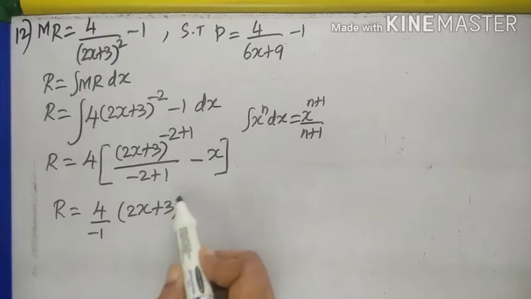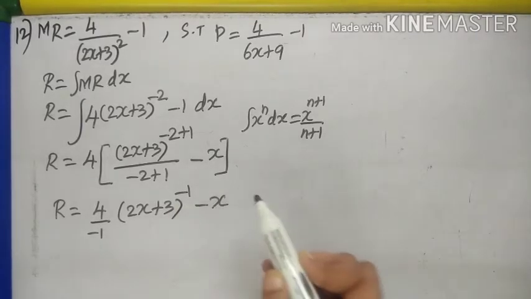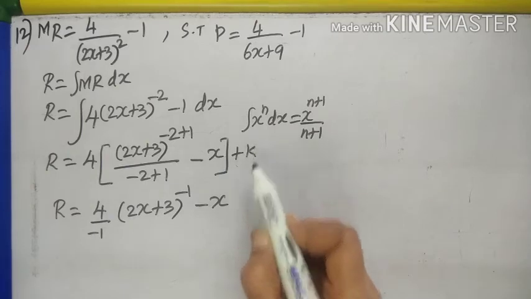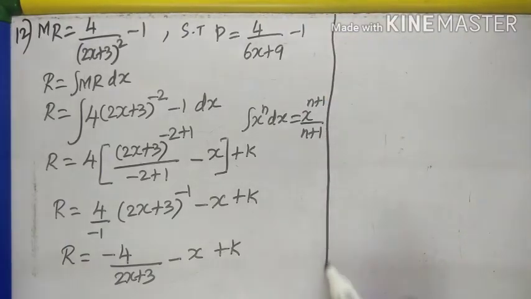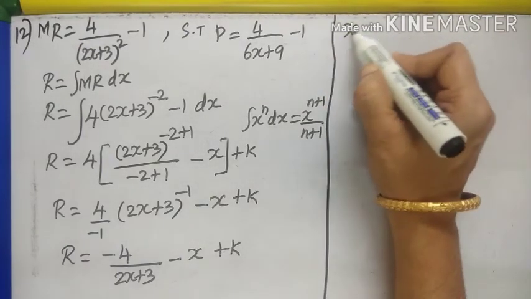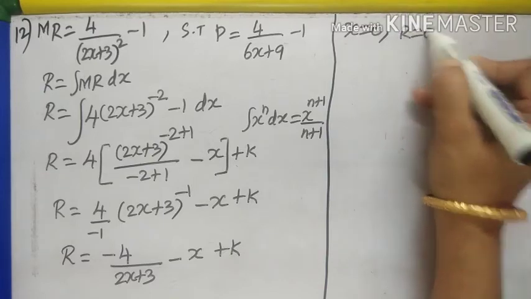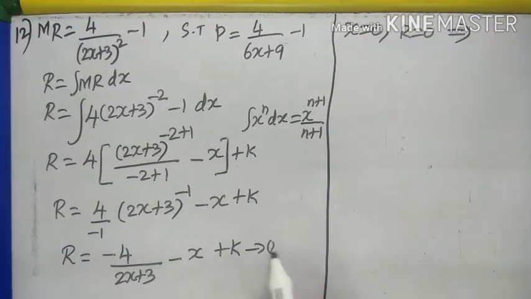2x plus 3 the whole power minus 1, minus x. Once the integration is done, put constant k. This is rewritten as minus 4 by 2x plus 3 whole power minus 1, we write minus 4 by 2x plus 3 minus x plus k. Remember, whenever x is 0, R is 0. So x 0, R 0 implies, call this as 1.